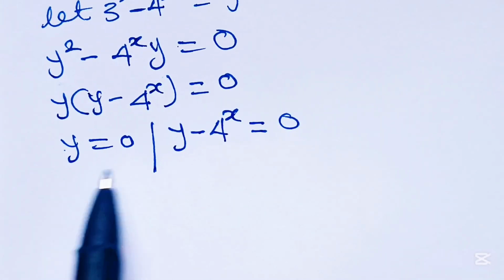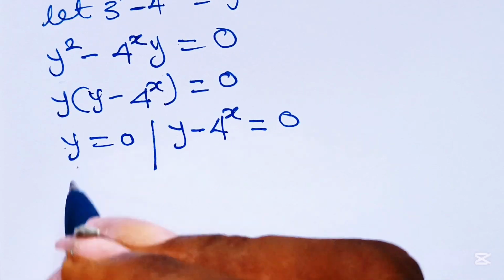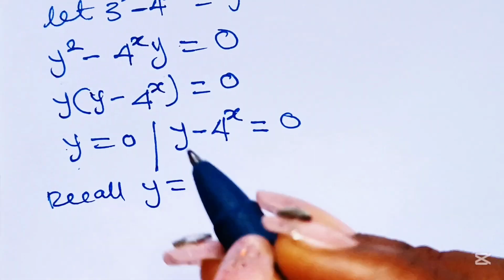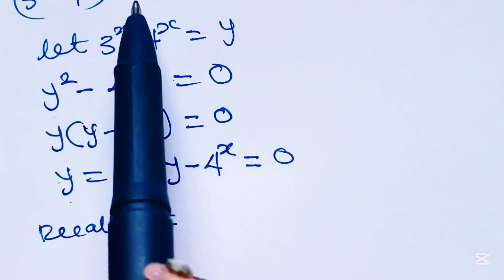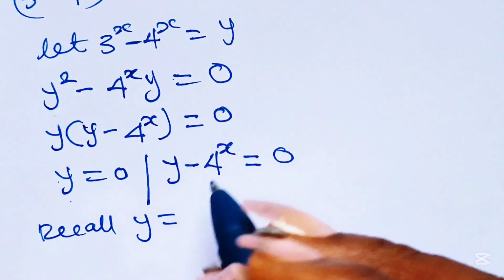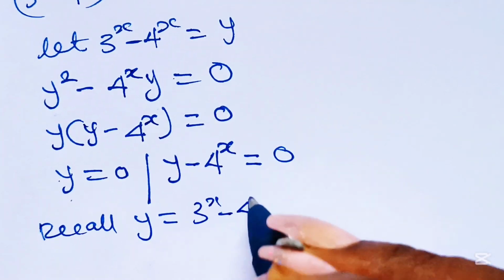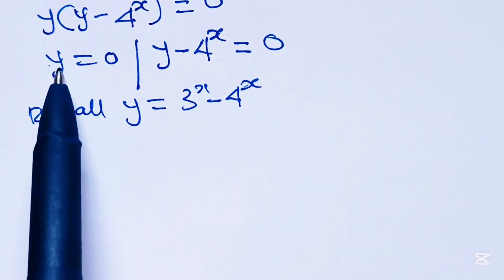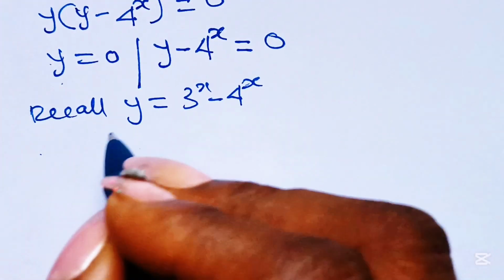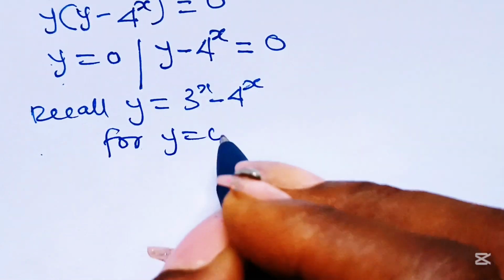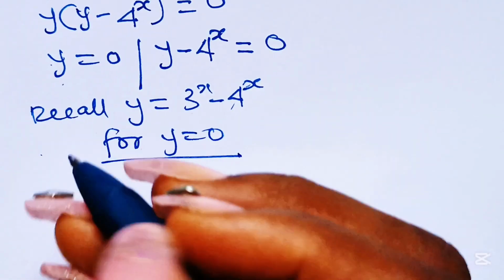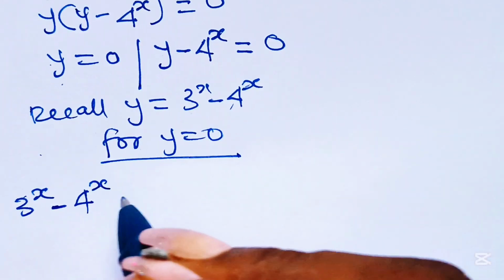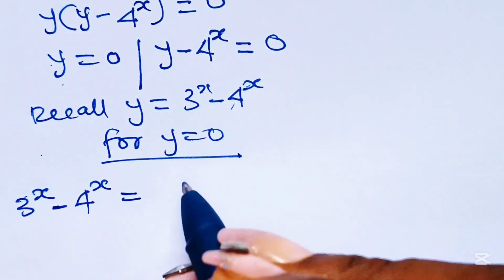Now recall, if we say that y is equal to 0, recall that our y is equal to what? Say 3 to the power of x minus what? 4 to the power of x. So that means that we can substitute that right here, right? And say for y equals 0, we can say that 3 to the power of x minus 4 to the power of x is equal to 0.